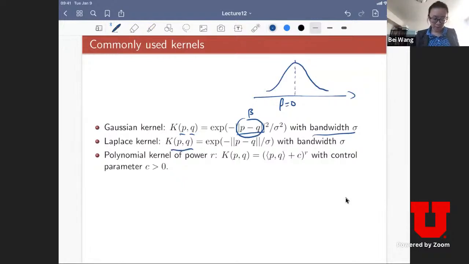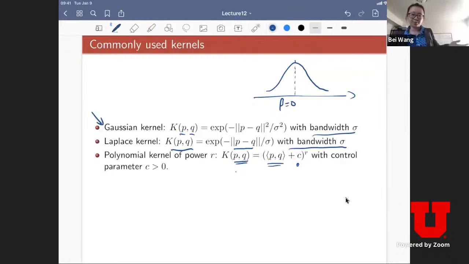You can also have the Laplace kernel. Compared to the Gaussian kernel, it's just the distance over some bandwidth parameter, whereas the Gaussian uses squared distance. There's also the polynomial kernel of power R. When you measure two points, which can be high dimensional, you look at their inner product plus some parameter, to the power of R. There's a really large number of kernels you can use, but my favorite is always the Gaussian kernel.